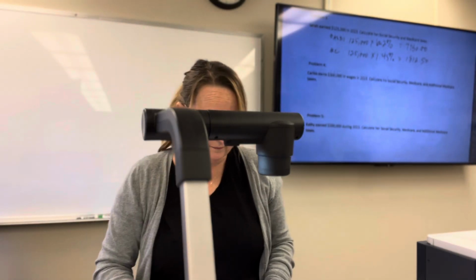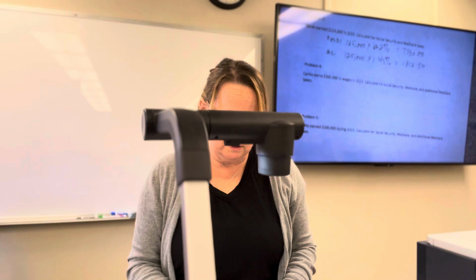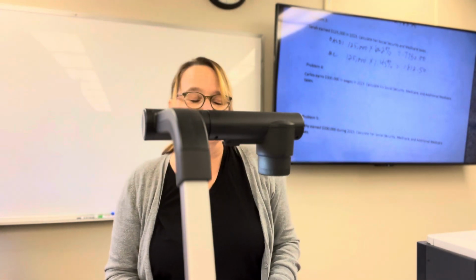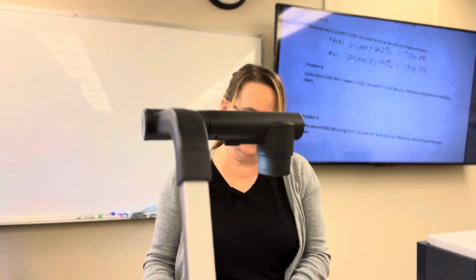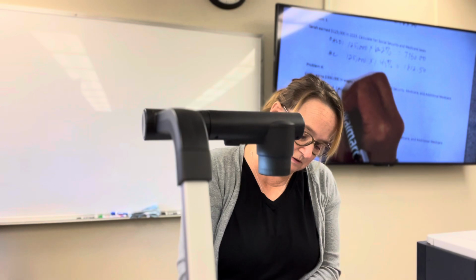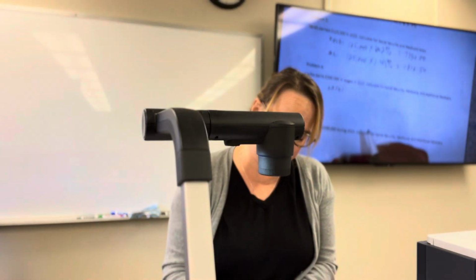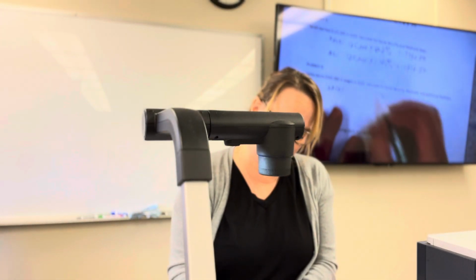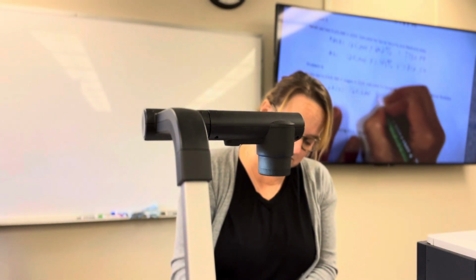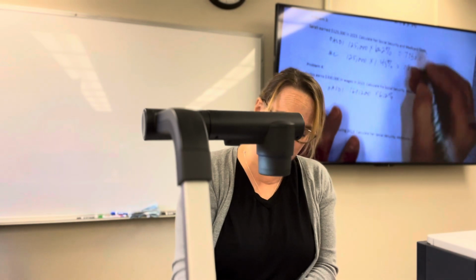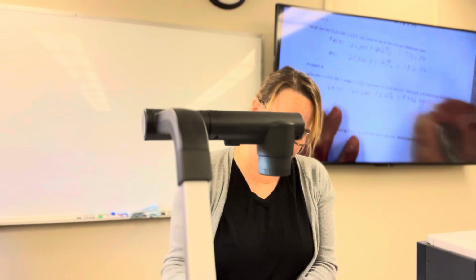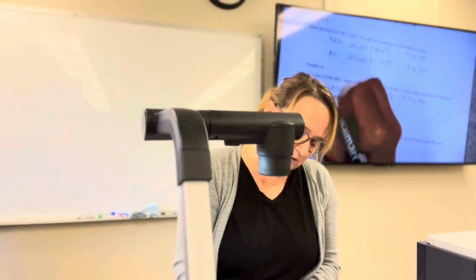So Carlos earns $300,000 in wages in 2023. Calculate his Social Security, Medicare, and additional Medicare taxes. All right, well, let's start with the Social Security. How much of his wages are going to be subject to Social Security? 160,200 times 6.2%, which we've already got up there, $9,932.40.